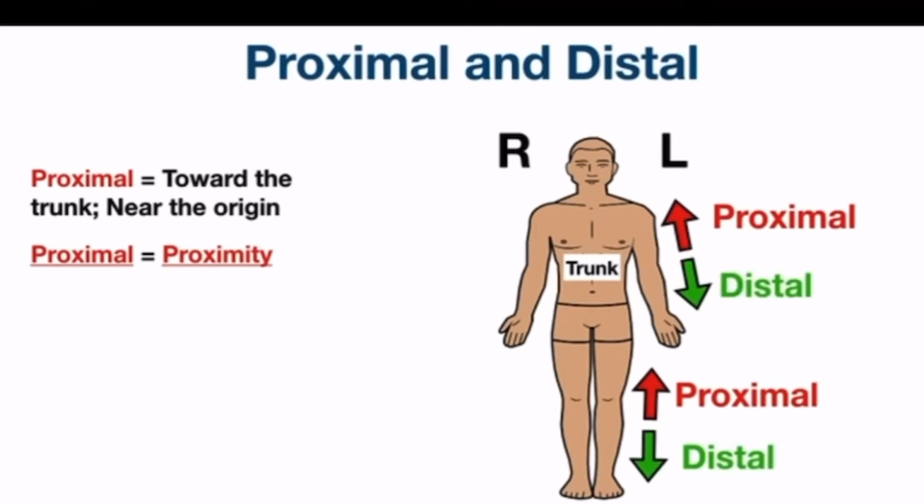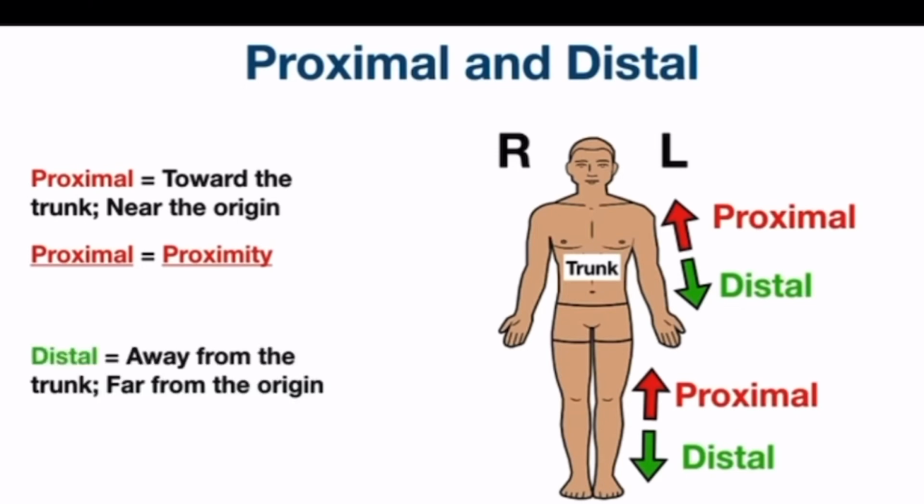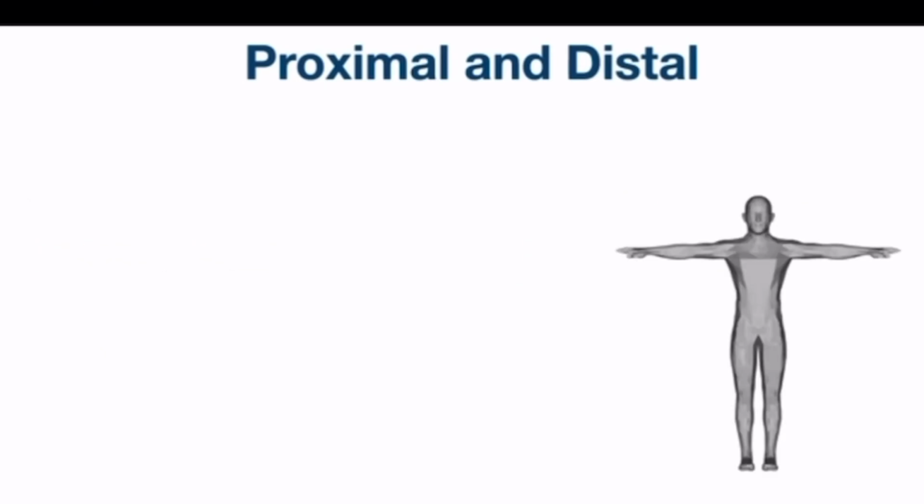If we move away from the trunk or point of attachment, then we're moving distal. So distal is defined as away from the trunk or far from the point of attachment or origin. For distal, you can think of the word distant, which means far away from. Let's look at some examples of proximal and distal.